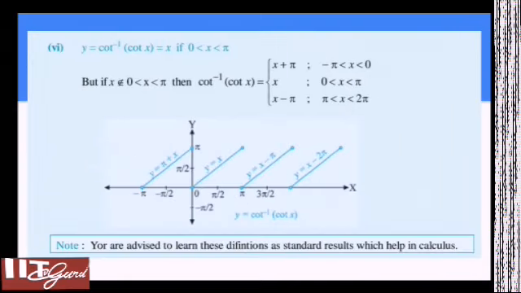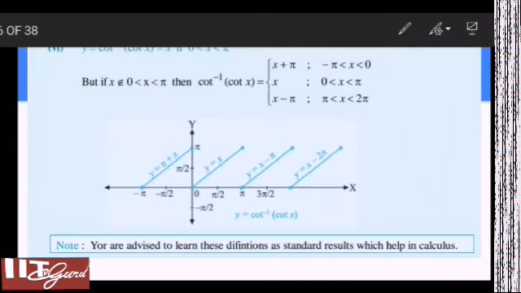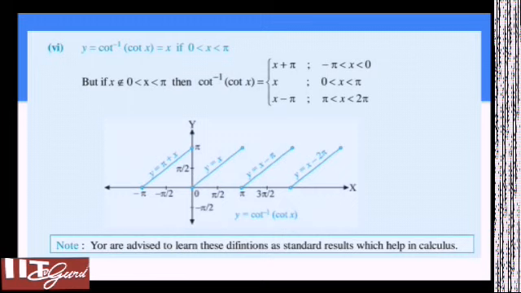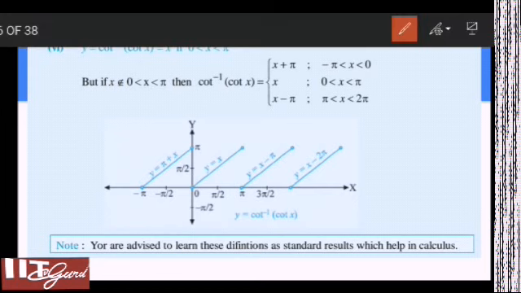So let's see cot inverse cot x. This is the graph of cot inverse cot x. Cot inverse cot x is also an increasing function. Actually, cot x is decreasing and cot inverse x is strictly decreasing. So these functions are decreasing of decreasing, and decreasing of decreasing becomes increasing. Mind this point.